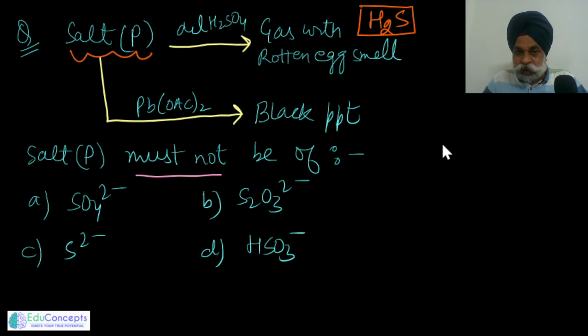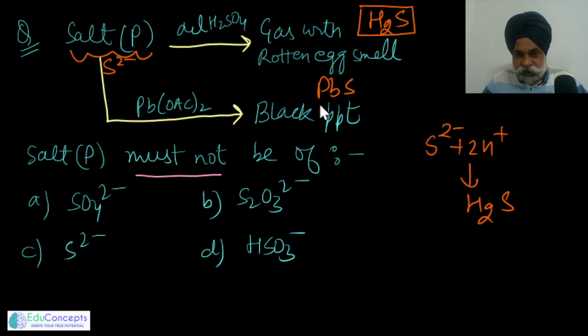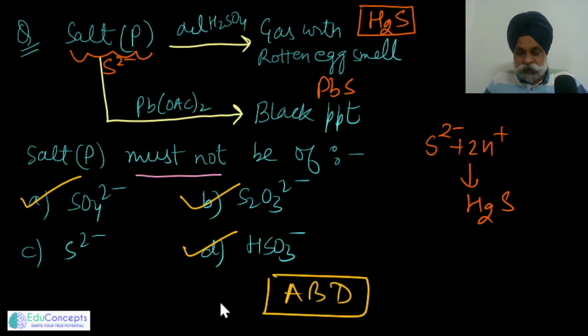H2S is produced if you have a starting material as sulfide. So sulfide, when treated with 2H positive, gives you H2S. And as a matter of fact, if you treat sulfide ions with lead acetate, you would get PbS, which is a black precipitate. But the question is, salt P must not be. So must not be means that A, B and D would be the right answer. So A, B, D. You have to see very carefully what is being asked and what is to be selected.